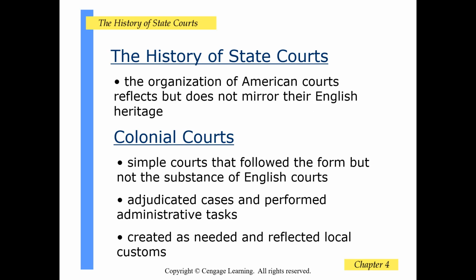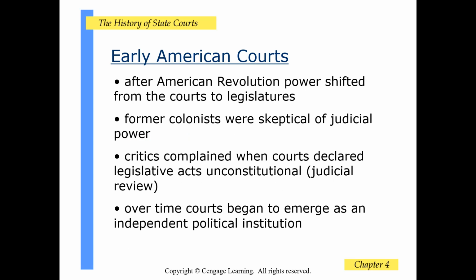The organization of American courts reflects but does not mirror their English heritage. In the colonial era, simple courts that followed the form but not the substance of English courts were established, that adjudicated cases and performed administrative tasks while they were created as needed and reflected local customs.